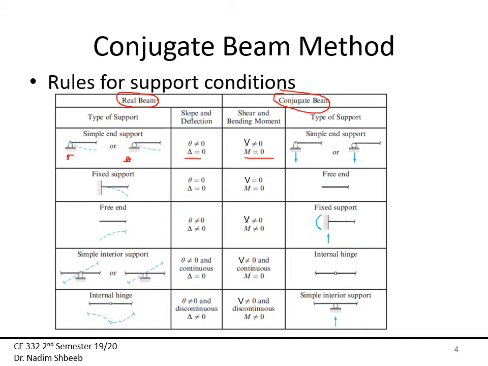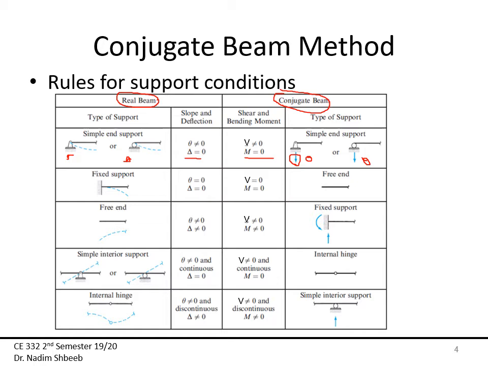Okay, so the type of support is the same basically between the conjugate and real beam if these are the end supports, because here I have a reaction and the moment here is equal to 0, so my deflection is equal to 0. So this represents my theta now, and this also represents my theta, which is again my shear.